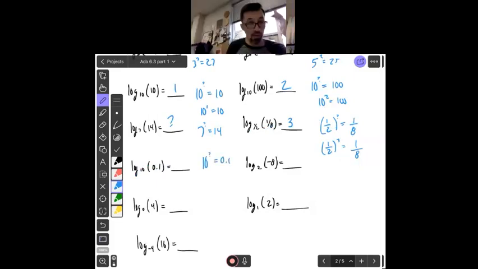Okay, so you've got a different type of thinking here, right? We've got to read this and completely translate it, right? So that's what we're working on here. So 10 to the what power is 0.1.